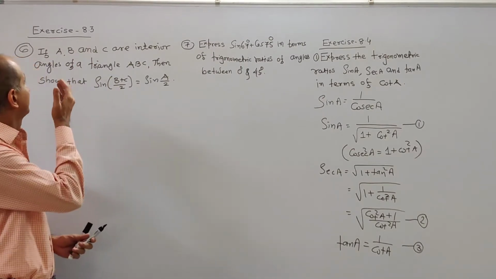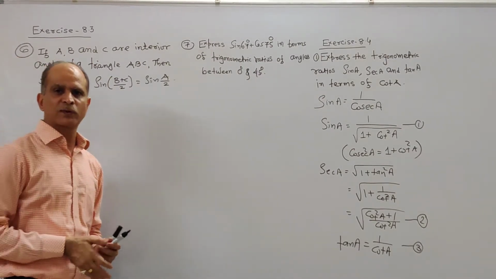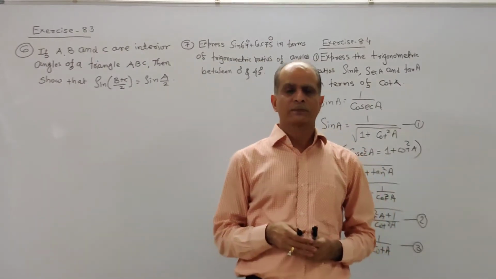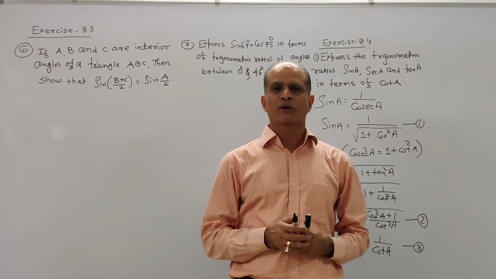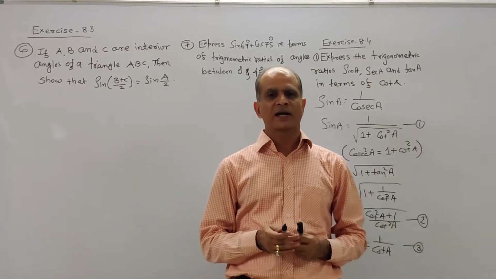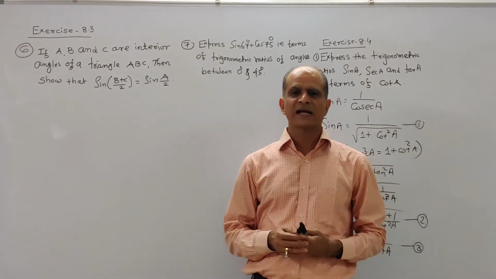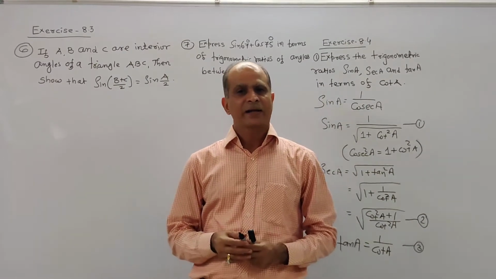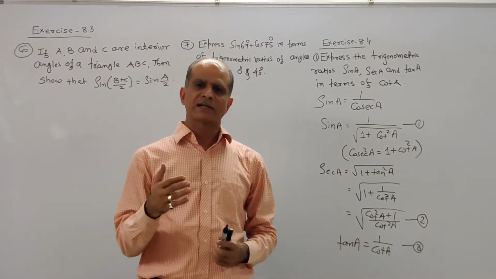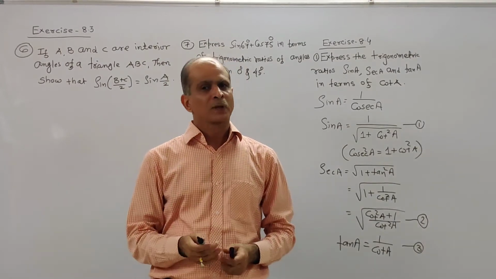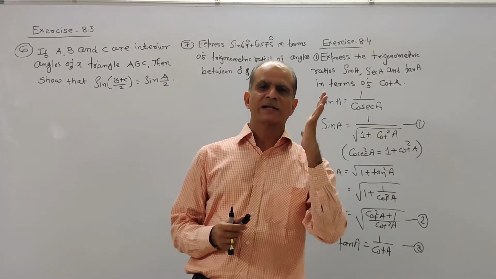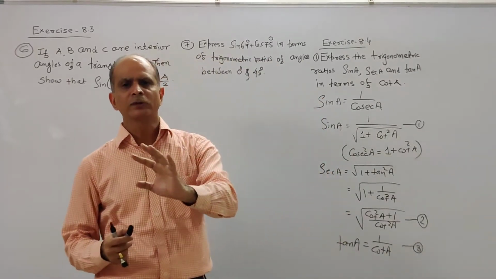In exercise number 8.3, the first 5 examples are on the basis of one very important formula, that is sin 90 minus theta is equal to cos theta, cos 90 minus theta is equal to sin theta, tan 90 minus theta is equal to cot theta, cot 90 minus theta is equal to tan theta, sec 90 minus theta is equal to cosec theta, and cosec 90 minus theta is equal to sec theta.